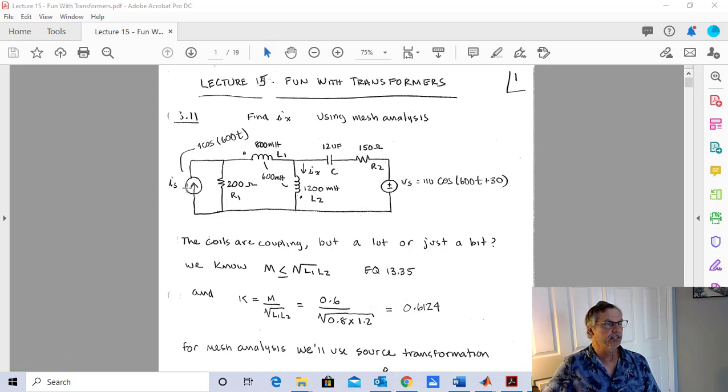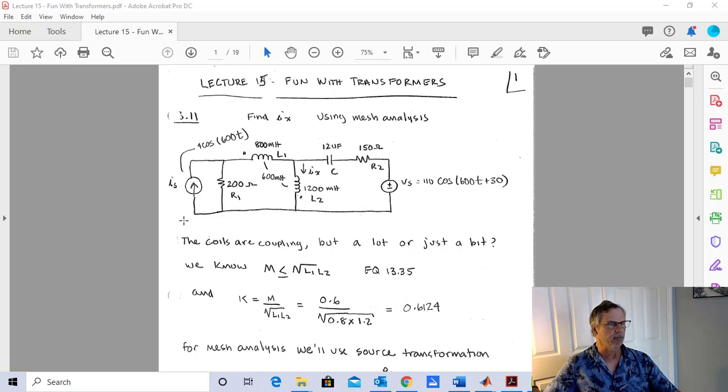In this example, I see two sources. So when I see two sources, I got one here and I got one here, the first thing I'm going to do is see if they're the same frequency. Because if they don't have the same frequency, I have to work the problem with superposition, because I'm going to get one component at one frequency and another component at the other frequency at every node or mesh in the circuit. But in this case, the frequency is the same for both sources, so we can do the whole problem once.